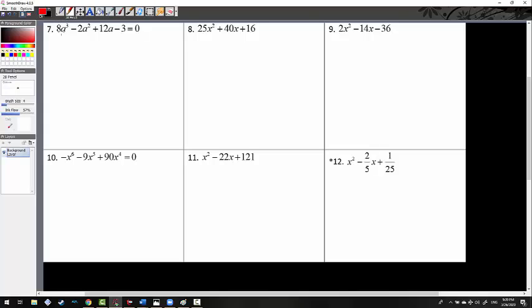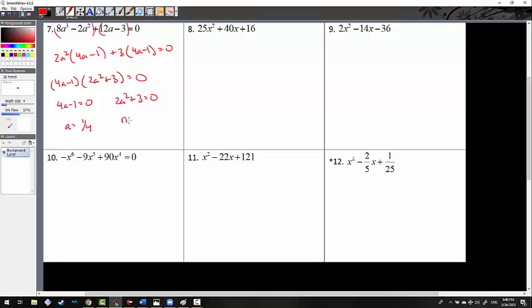Number 7, factoring by grouping. We got a 4-part polynomial again. So I'm going to factor out, looks like a 2a squared. That gives me 4a minus 1. And then I'm going to factor out a 3, and then I've got 4a minus 1 equaling 0. I can factor out a 4a minus 1. That gives me 2a squared plus 3 equaling 0. Then I've got 4a minus 1 equaling 0, and then 2a squared plus 3 equaling 0. a equals 1/4 here. a is equal to no solution here.